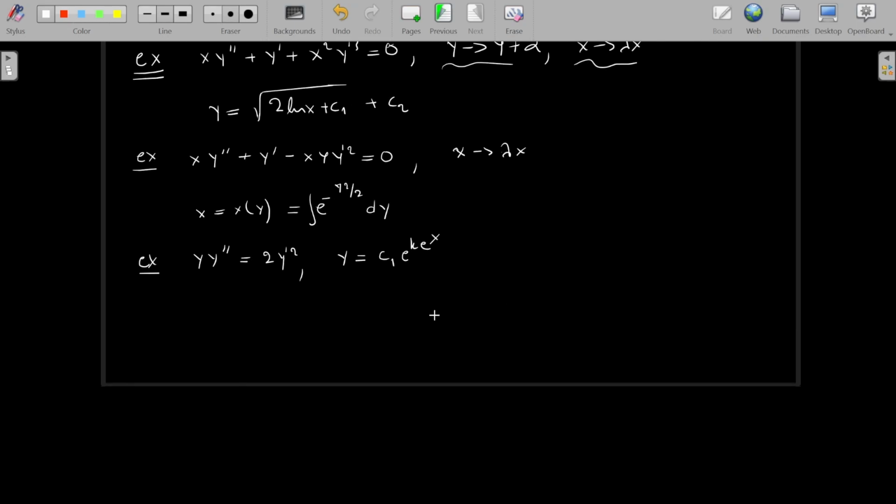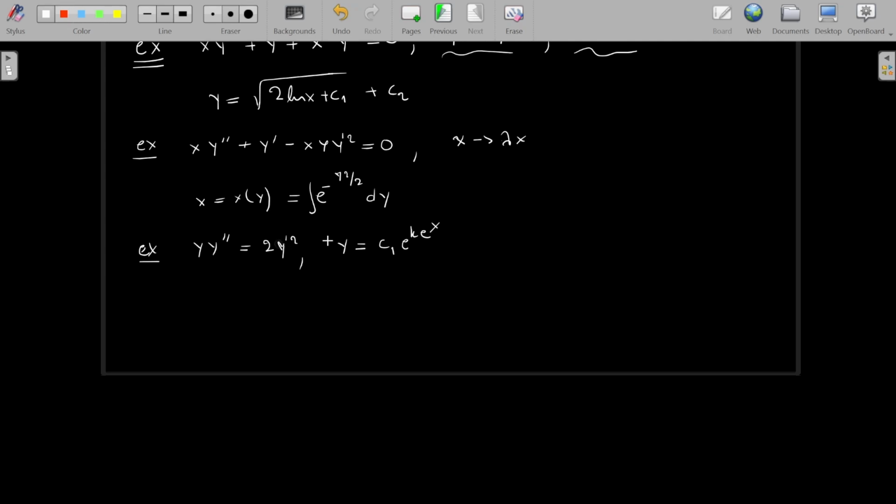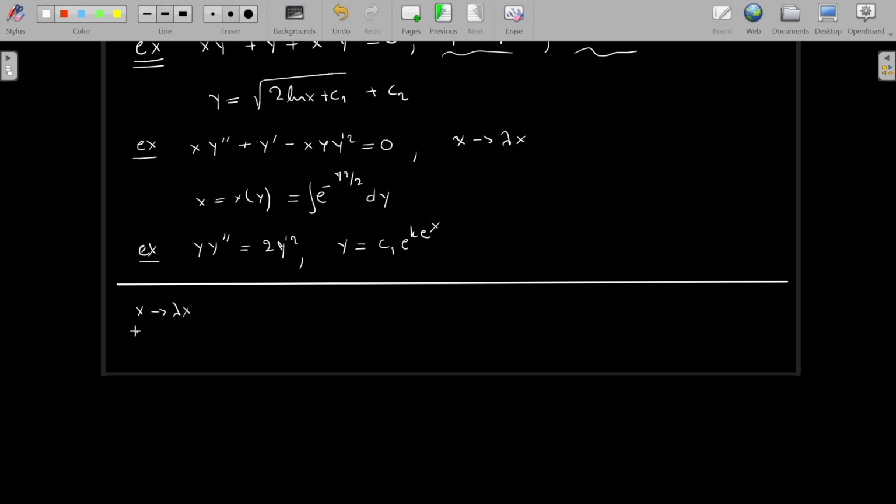And I want to end this long video with a final note on these symmetries. Now, instead of having these independent symmetries, you can also have two symmetries mixed together in a differential equation. They are usually in this form, where you have x going to lambda x and y going to lambda to the nu times y.